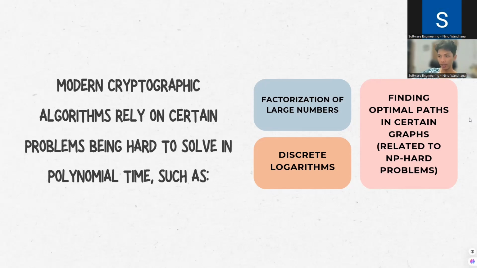Next is discrete logarithms. Many cryptographic systems like Diffie-Hellman key exchange rely on the difficulty of solving discrete logarithms. This involves finding the exponent in a modular arithmetic equation, which becomes exponentially harder as the number grows. And the third is finding optimal paths in graphs, where some cryptographic methods tie into NP-hard problems like finding specific optimal paths in complex graphs. These problems are inherently difficult to solve efficiently.